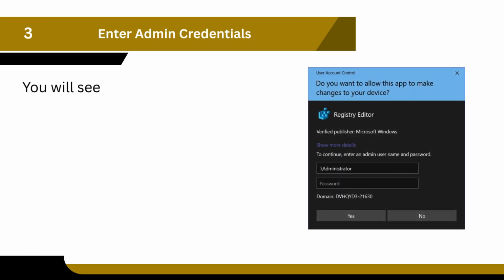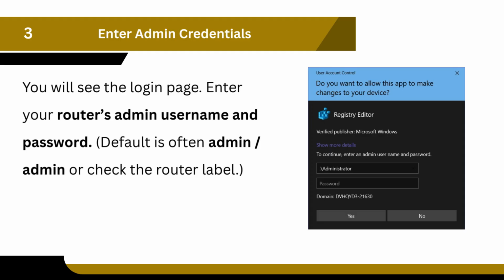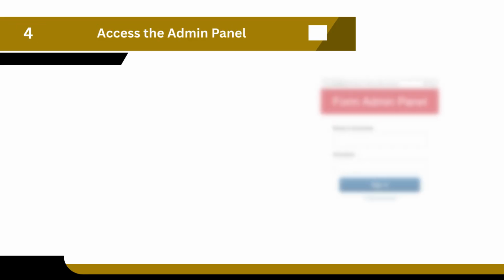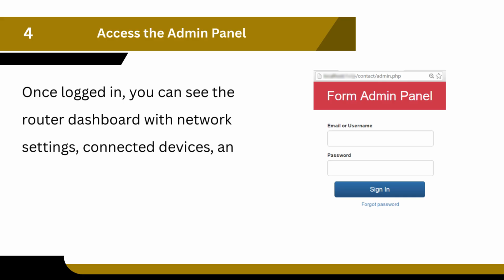3. Enter admin credentials. You will see the login page. Enter your router's admin username and password. Default is often admin, or check the router label. 4. Access the admin panel. Once logged in, you can see the router dashboard with network settings, connected devices, and other options.